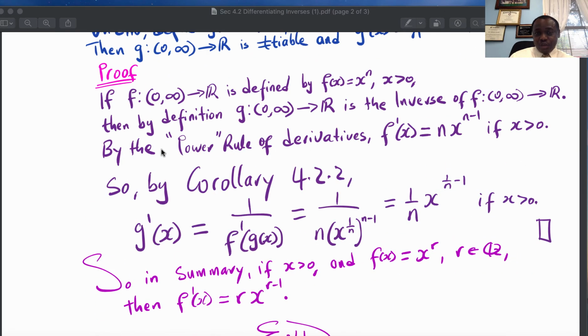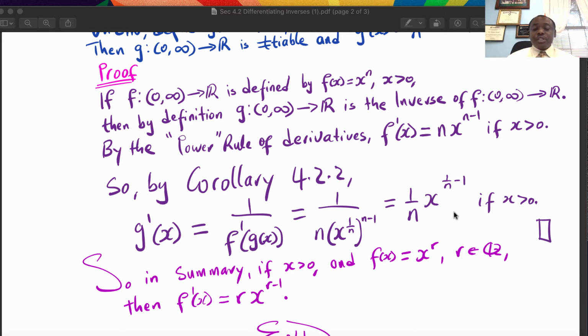The first derivative of the inverse equals 1 divided by the first derivative of the function, and the inverse stays inside. Let's apply that. So by corollary 4.2.2, the first derivative of g, which is actually the first derivative of the inverse of f, is 1 divided by the first derivative of f, and inside, as I mentioned, the inverse of f, which is g of x. But what's the first derivative of f? It is n x to the 1 over n, all of that raised to the n minus 1. Now simplifying that, we get 1 over n x to the 1 over n minus 1 if x is greater than 0.